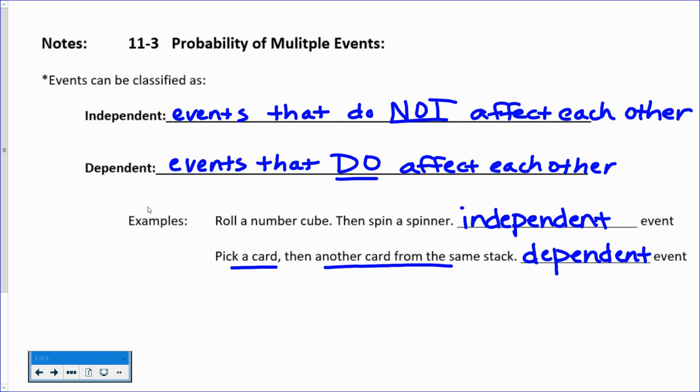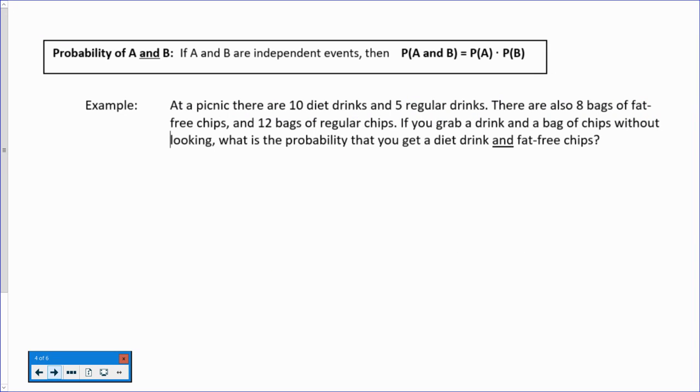Okay, so a little vocabulary here. If you have the probability of A and B, so you see that term and, sometimes we'll see a probability of this, then that. This is multiple events, so probability of A is one event, probability of B is the other event, but when you have an and, you must multiply those probabilities together.